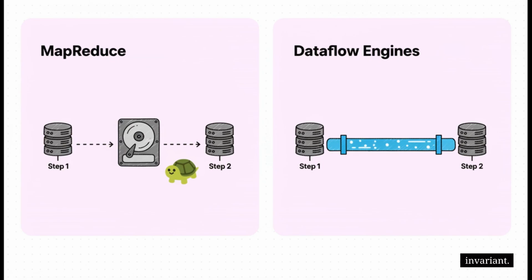So, modern data flow engines like Spark and Flink, they do something much smarter. They look at the entire workflow as one single job. And whenever possible, they just stream the data directly between the steps, right in memory. It's much, much closer to that original, super efficient Unix pipe, but now it's running across a whole cluster. And this makes them significantly faster for a lot of jobs.